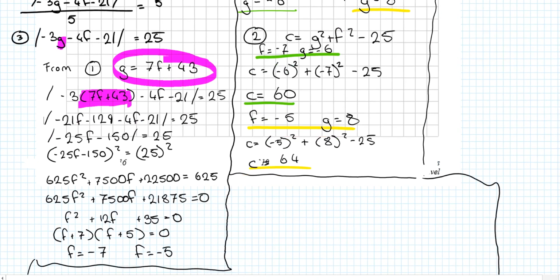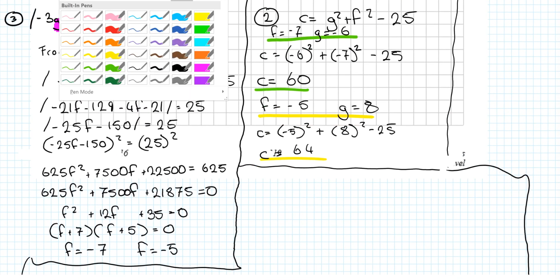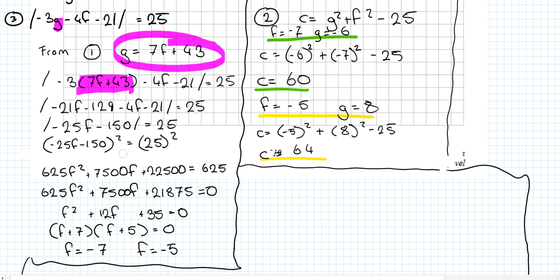And then I want to get rid of the modulus signs. Okay, how do I get rid of the modulus signs? I square both sides. So I've squared both sides. Minus 25 by minus 25 is 625. Minus 25 by 150 by minus 25 is plus 7500f. And minus 150 by minus 150 is 22,500. 25 by 25 is 625. Tidy it up, get down to here.